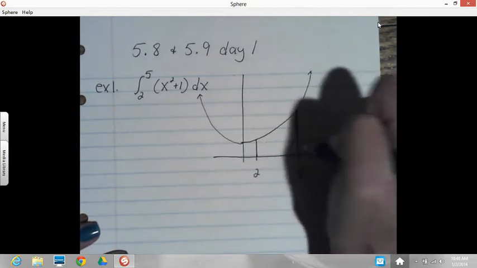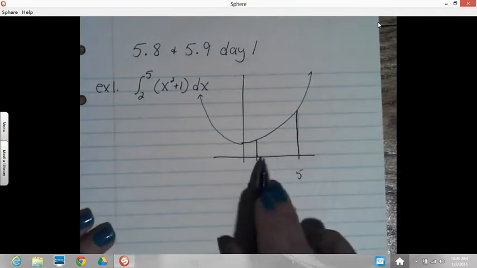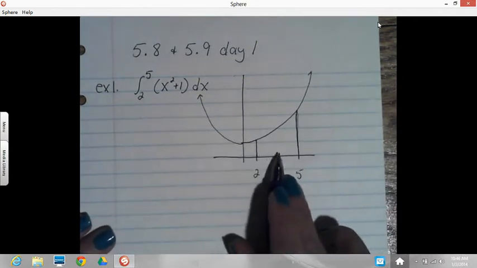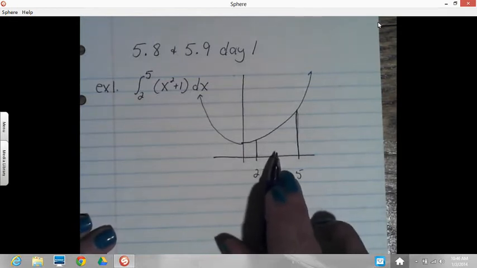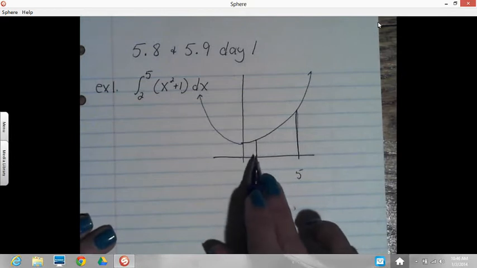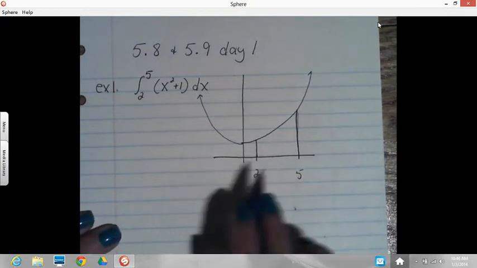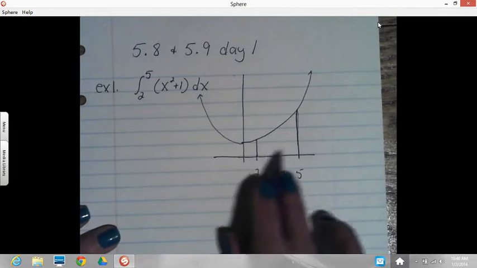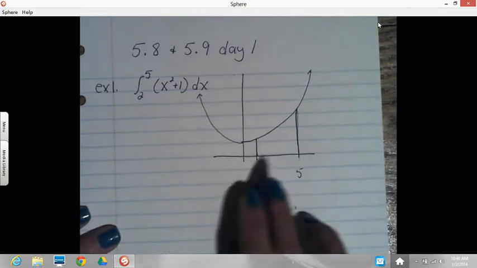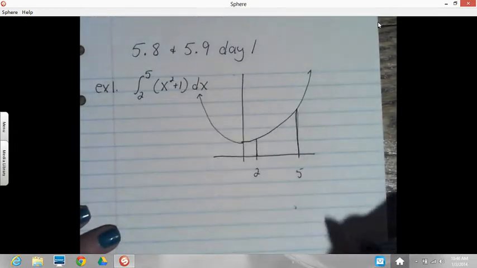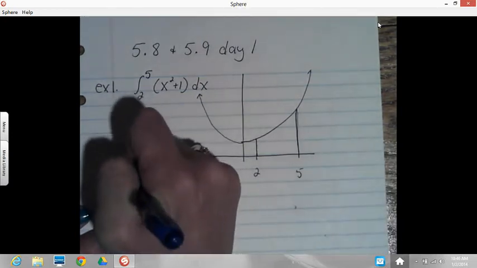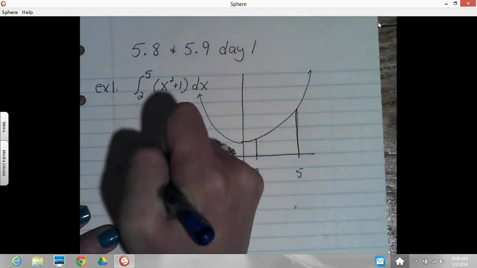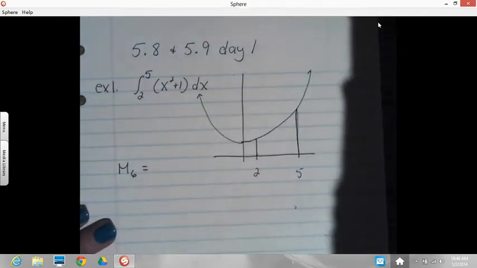And we have done this problem many different ways through the year. We counted squares. We did trapezoids with the trapezoid rule. Then we did it with rectangles with the Riemann sum. And we did lower sum, upper sum, and midpoint sum. We're going to use our program to approximate the area under the curve from 2 to 5 with midpoint sums with 6 rectangles. So that would be M6.